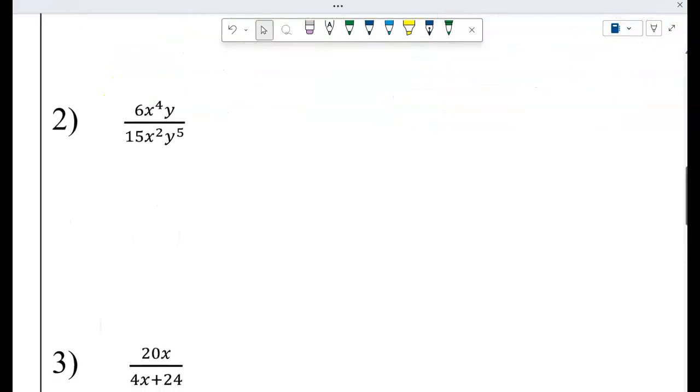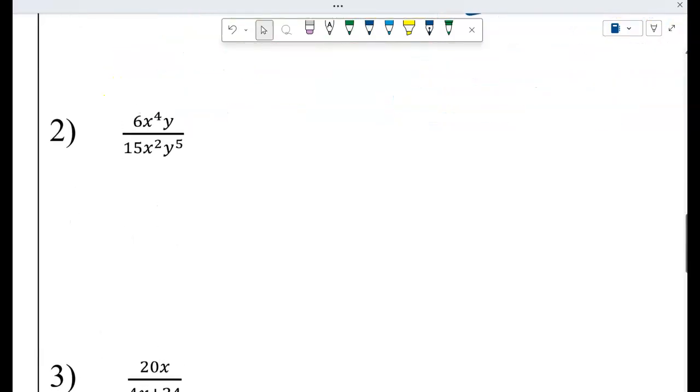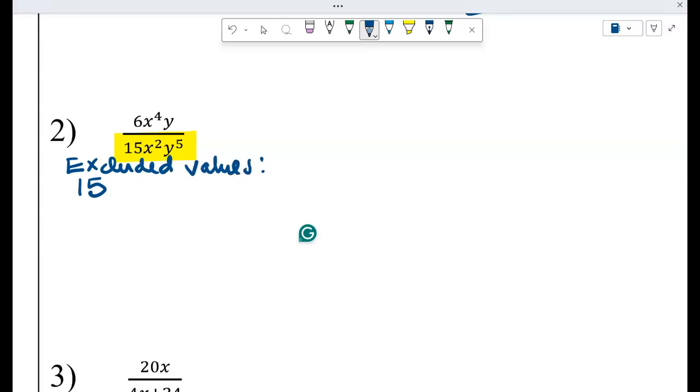Number 2, we have 6x to the 4th times y divided by 15x squared times y to the 5th. We have a denominator of 15x squared times y to the 5th. So we are going to take the entire denominator. So this is your excluded values. Okay, take the entire denominator and we are going to set it equal to 0.